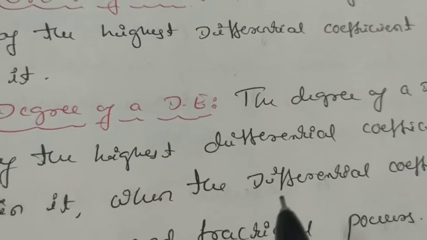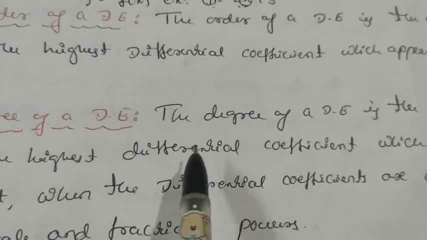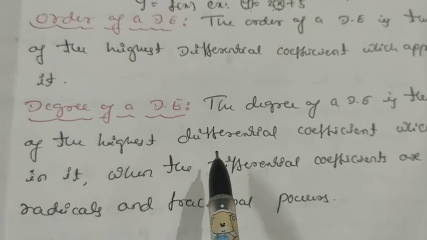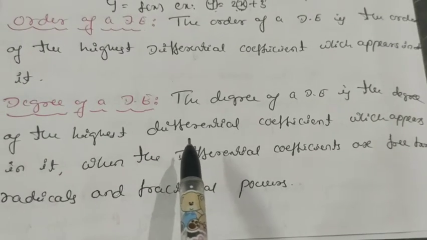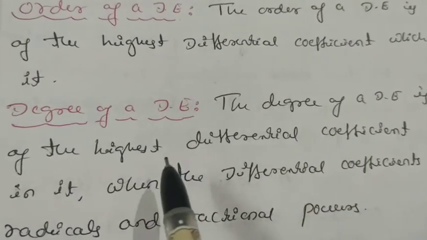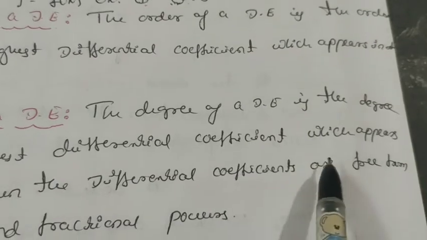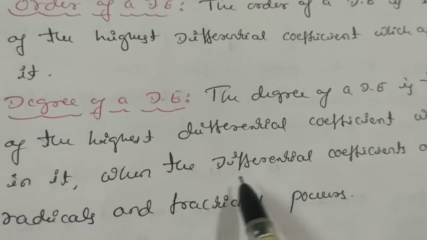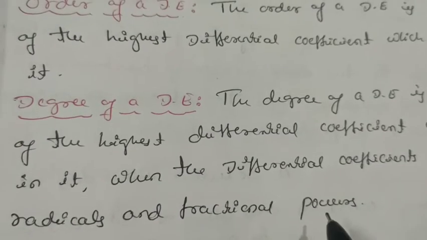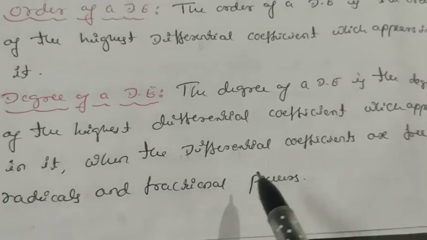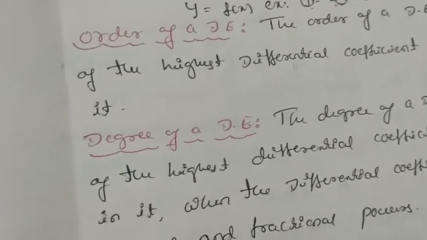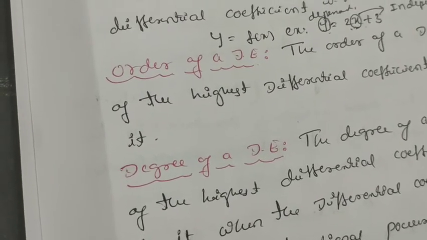Next comes the degree of a differential equation. The degree of a differential equation means the power of the highest derivative present in the given equation. That is, the degree is the degree of the highest differential coefficient which appears in it, when the differential coefficients are free from radicals and fractional powers. This point is very important.